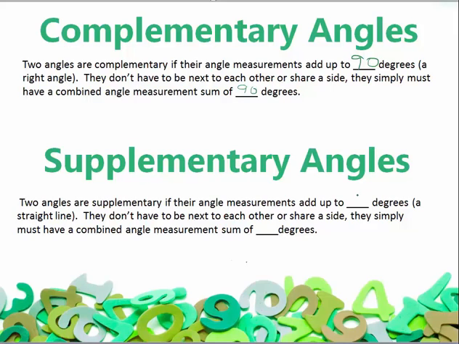Supplementary angles add up to 180 degrees, which makes them a straight line. Again, they do not have to be next to each other, nor must they share a side. They simply have a combined angle measure of 180 degrees.